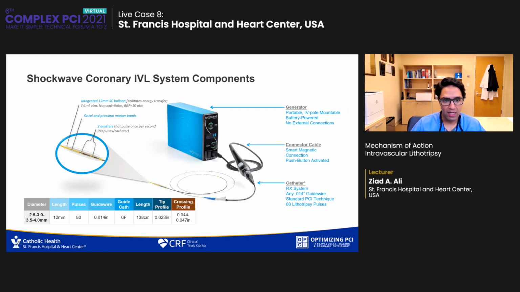So in summary, the Shockwave IVL system is very easy to use. You get 80 pulses from a coronary catheter in a 12-millimeter balloon that's compatible with a 6 French guide, and a crossing profile that's similar to a non-compliant balloon and perhaps even slightly lower than a specialty balloon like an AngioSculpt.